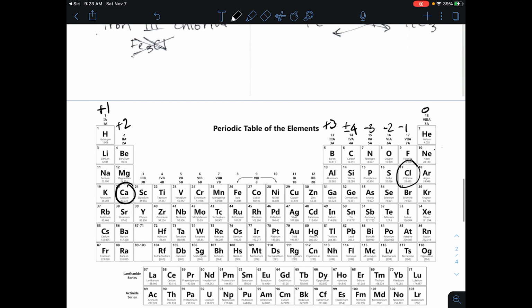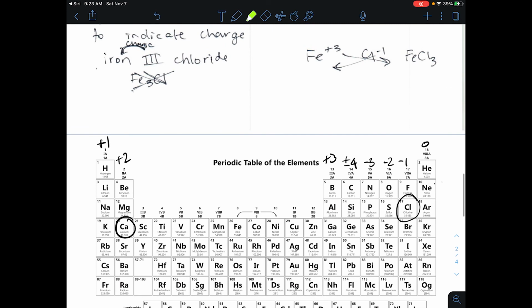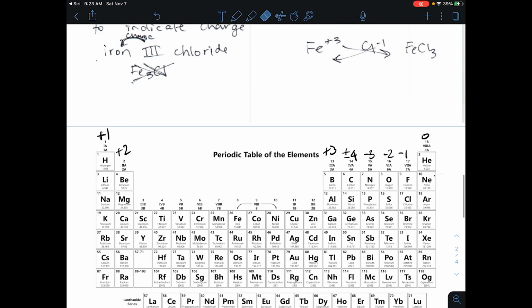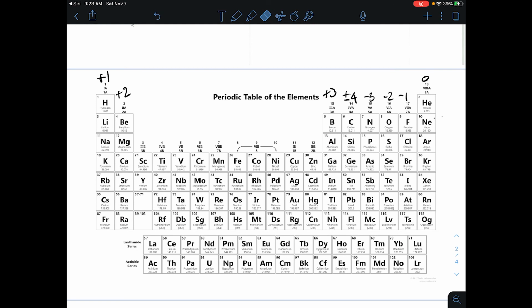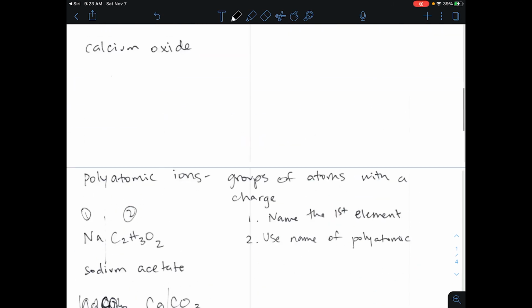So magnesium phosphide, oops, wrong one. If we look in the periodic table, we're looking for magnesium first. Magnesium is going to be a metal. It's right there. It's also a +2. And then phosphide, it's one of the challenging ones. Phosphide, the IDE, was really phosphorus right there. And you can see that's a -3 charge. So we're going to write those up here.